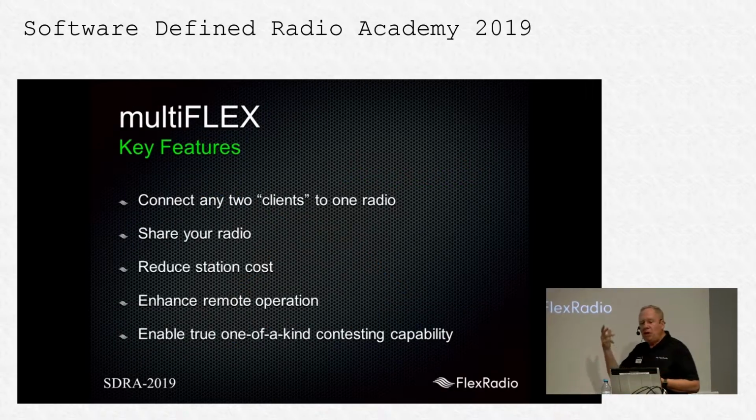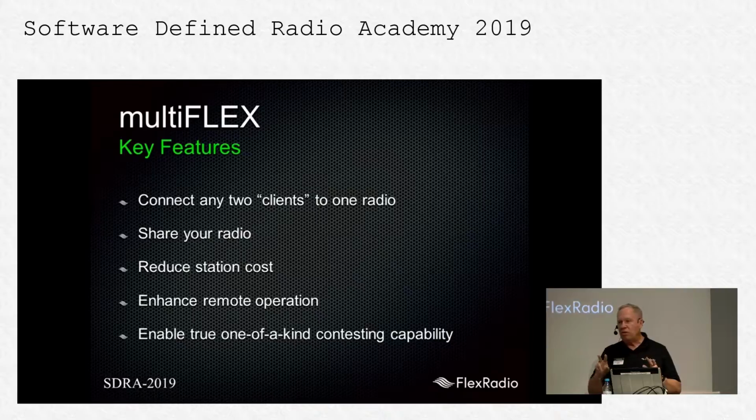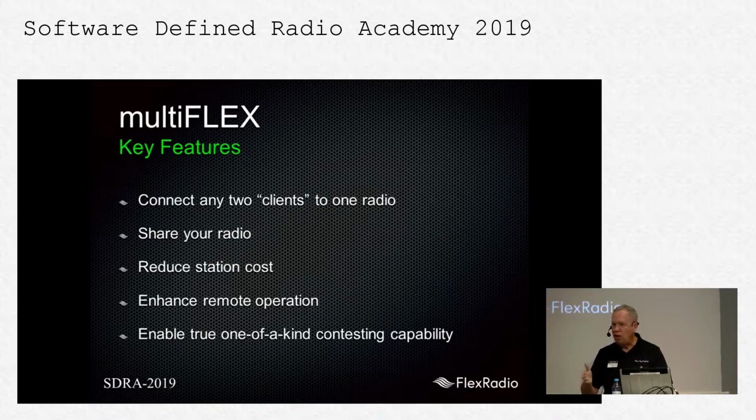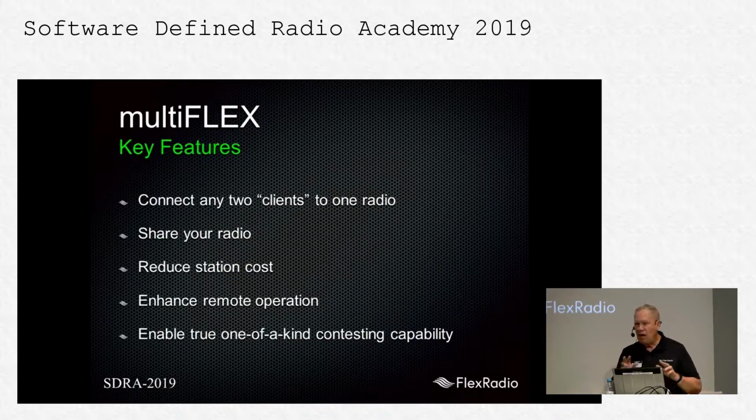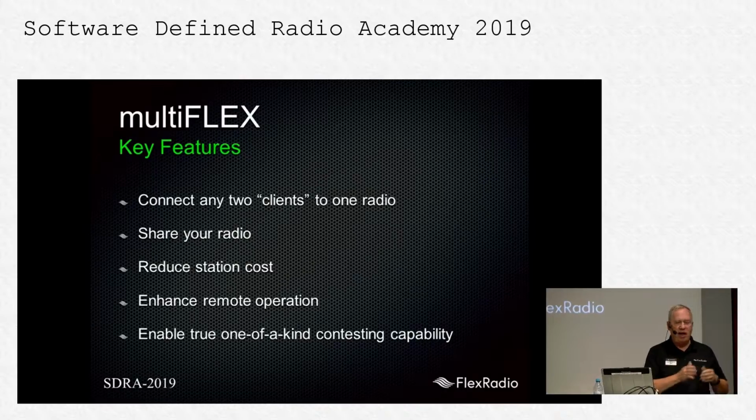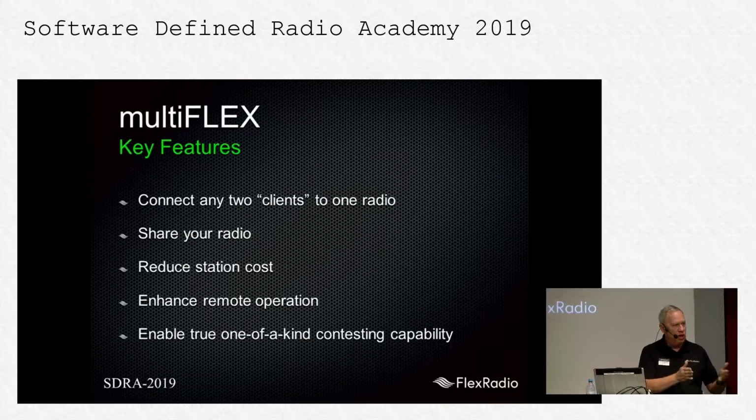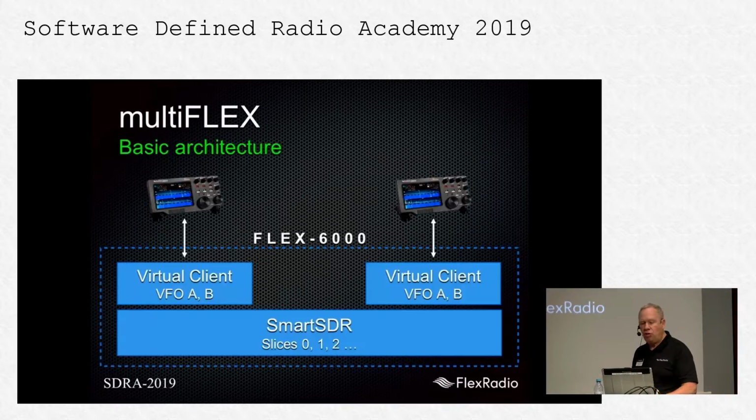So we connect any 2 clients, we can share the radio, but think about this. This now allows 2 operators to use a single physical radio. So think of the cost. You no longer have to buy 2 physical radios. You can use 1 physical radio and share it. It also allows for enhanced remote operation, and it truly is one-of-a-kind contest capability. So think if you were running a multi-single operation, multiple operators, single transmitter, you could have 2 operators using the same radio. You would not have to buy 2 radios as you would today for that operation. And I'll show you examples of this.